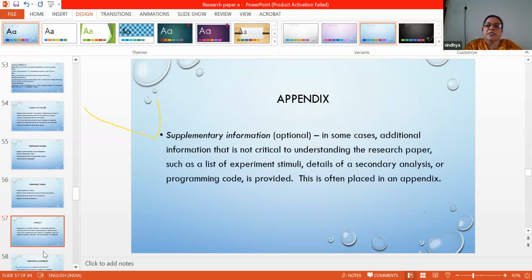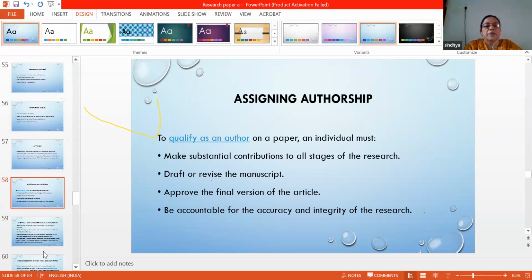And there must be supplementary information in the appendix. Whatever tools you have used, you can add in the appendix, and the list of experts for validation of a tool, if there is one, you can add in the appendix list. Then details of secondary analysis, and any consent form. All these supporting materials you can append as an appendix in the research paper. That is about the preparation of a research paper.